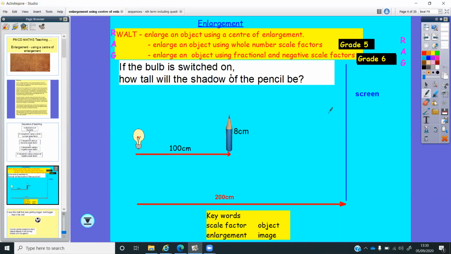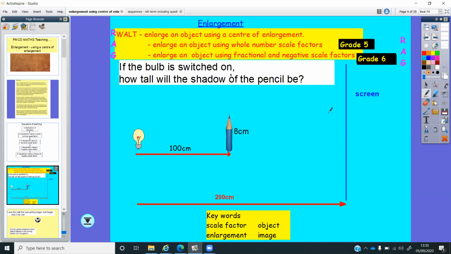We're going on the assumption of a basic behaviour of light, that it is travelling in straight lines. So if the bulb is switched on, how tall will the shadow of the pencil be? So we've got a screen, we've got a pencil, and we've got a light bulb. As I said in the rationale, I'm trying to relate to something they can do quite easily.